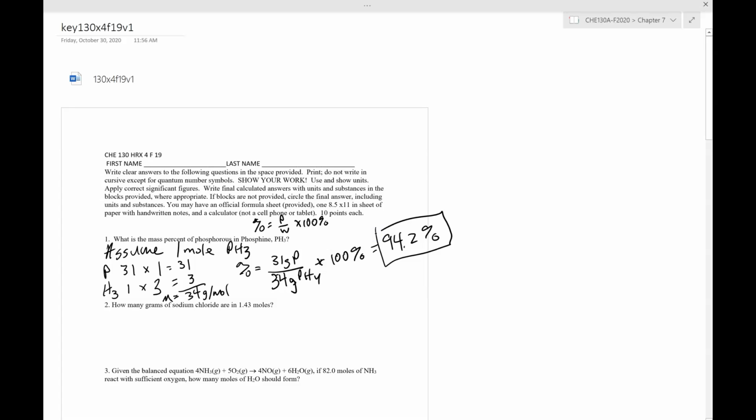Now, if we'd been asking for the percent hydrogen, so let's change this. This is percent phosphorus. Percent hydrogen would have been 3 over 34 times 100%. And I would bet that that's going to be 5.8%. And the reason I bet is that they've got to add up to be 100.